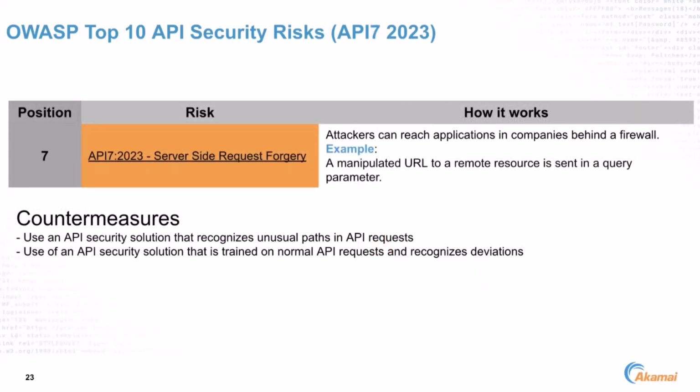API 7 is SSRF, or server-side request forgery. In this API security risk, an attacker is able to gain access to a company resource by manipulating a URL query parameter containing the remote resource. Since the remote resource is passed as a query parameter, often it's passed through the API gateway and web application firewall, and reaches the application server that executes the command in the query parameter. In the following story, you'll see how this vulnerability was exploited to gain access to remote AWS S3 buckets containing millions of sensitive customer records.